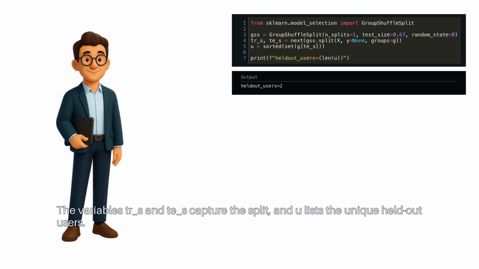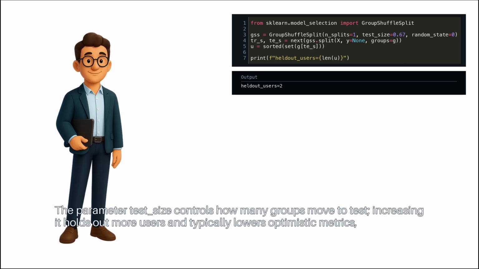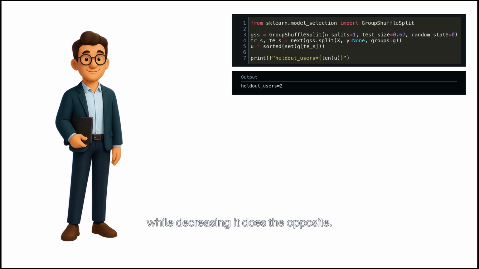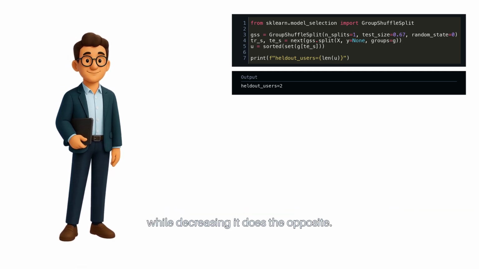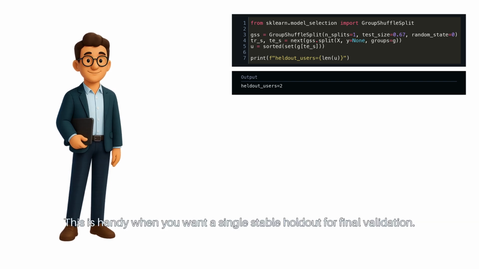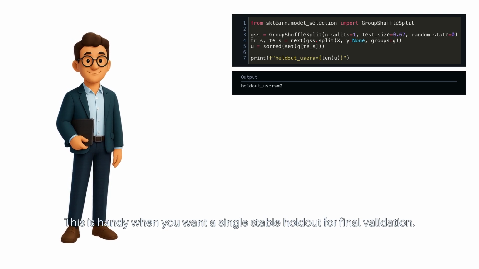The variables TRS and TES capture the split, and U lists the unique held-out users. The parameter test size controls how many groups move to test. Increasing it holds out more users and typically lowers optimistic metrics, while decreasing it does the opposite. The printed count confirms how many users you truly kept unseen. This is handy when you want a single stable holdout for final validation.